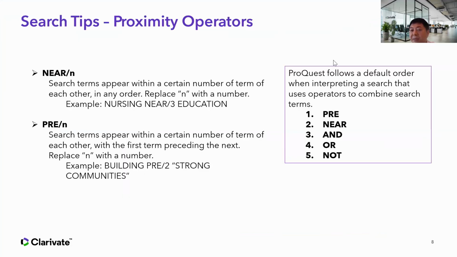And by the way, in ProQuest it's PRE and NEAR. Some databases use before and after. Instead of near, it might use within. We have a database called Pivot, a funding information database, that actually uses W. So thank you, Maureen, for helping the audience in chat.